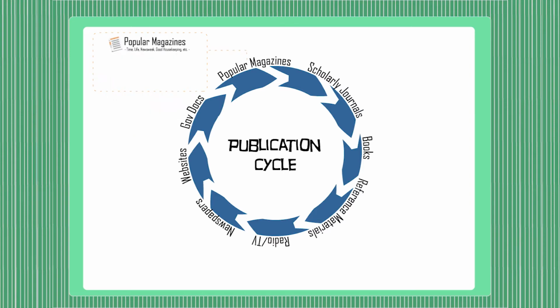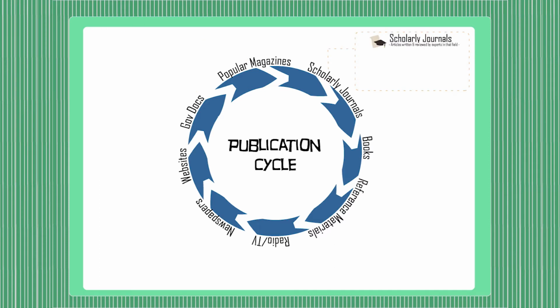Popular magazines. Pros. Written for the general population. They make good, quick references for current events. Cons. Information is a broad overview of topics. May not give the specific details required for good research.